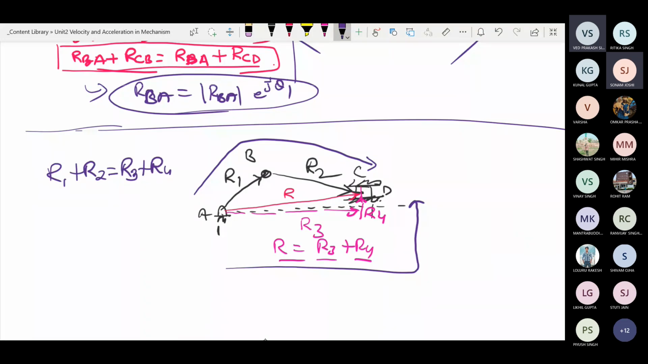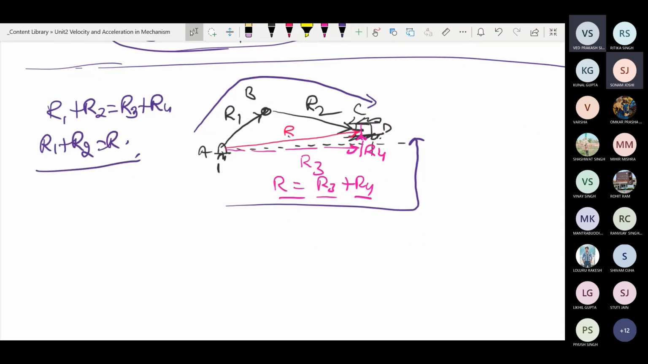मैंने arrow सारे mark किए हुए हैं. Everything is visible to you. So R1 plus R2 is equal to R3 plus R4. Okay? And you know that R3 plus R4 is R. And that is another way to write that one loop is R1, R2, another is R. So you can write down R1 plus R2 is equal to R. Okay, you can have actually the multiple loops also.